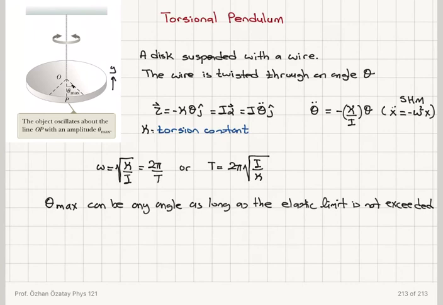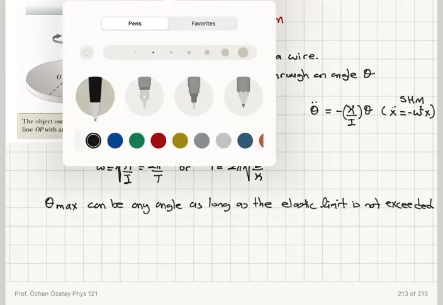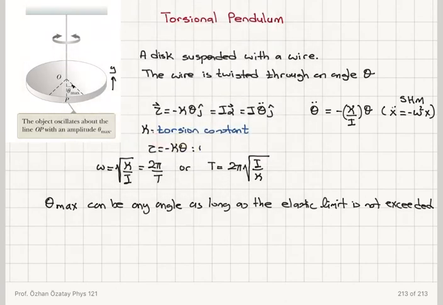If the wire is not twisted too much so that it is reversible, then this torsion constant kappa is going to be applicable, and we will have the restoring torque. So torque equals minus kappa theta is called the restoring torque. So it is analogous to the restoring force in the spring mass system.